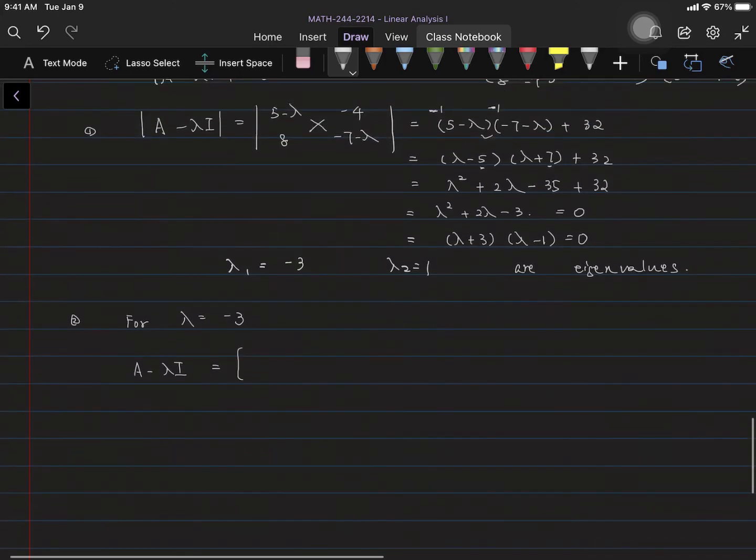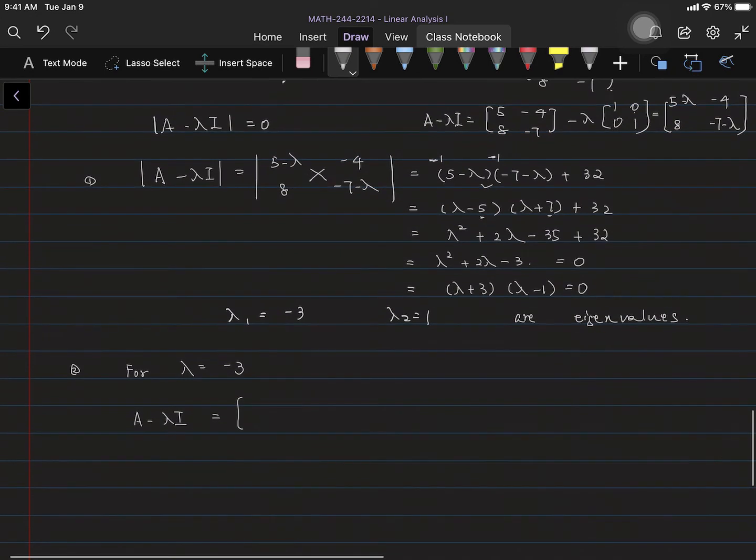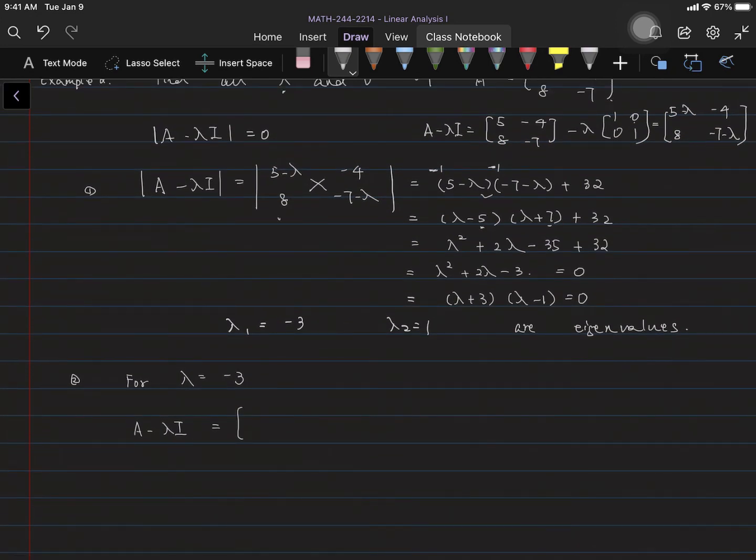So A minus lambda I equals what? Look at A. Or you can look at it from here, either way, okay? Because this is also A minus lambda. So 5 minus -3 becomes 8. -4, 8. And -7 minus -3, so it should be -7 plus 3, which is -4.